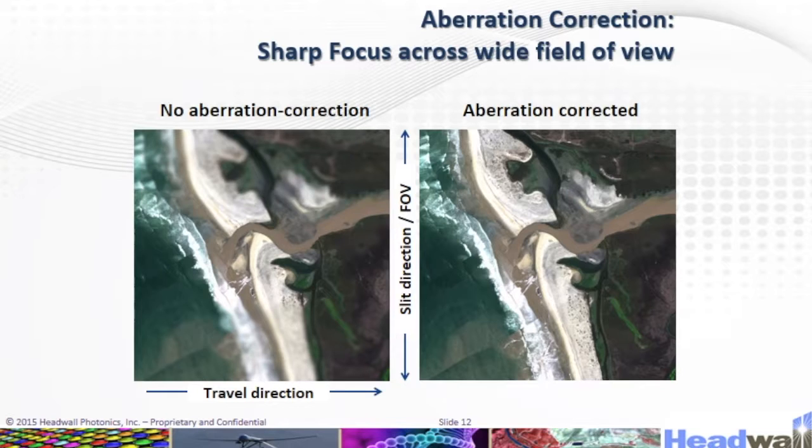With an uncorrected system, you have a nice focused and crisp image at the center, but as you can see on the left, the top and bottom third of the image are out of focus. Headwall's patented aberration corrected imagers correct the aberration that makes the image fuzzy, providing a crisp image across the slit to reduce the number of passes over the scene.